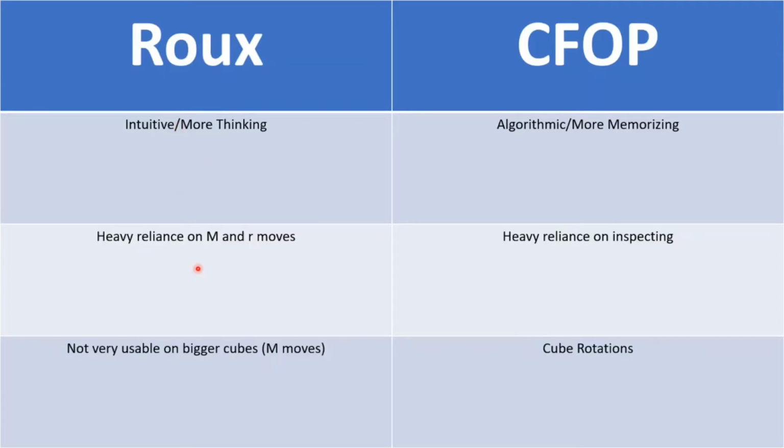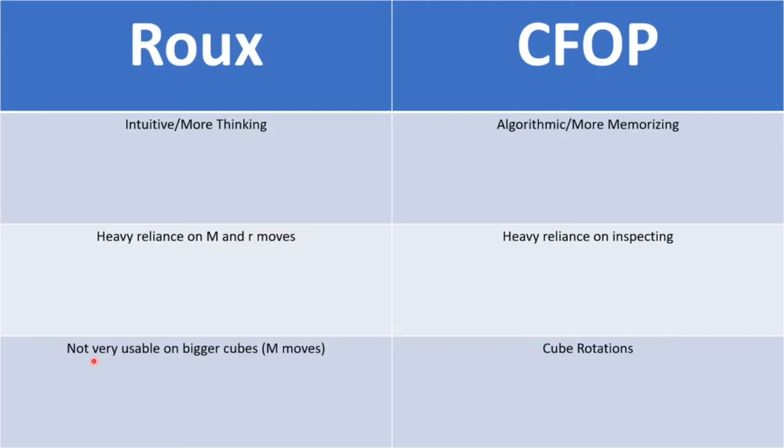Now, one of the disadvantages of Roux is its heavy reliance on M and R moves. Some people might not be able to do M moves that quickly, and if you can't do M moves, then you're probably better off with CFOP, because you'll be using M moves a lot. But if you do stick to Roux, you'll probably get a very fast M move if you practice. When I started using Roux, I had a very weak M move, but now I can do pretty good M moves.